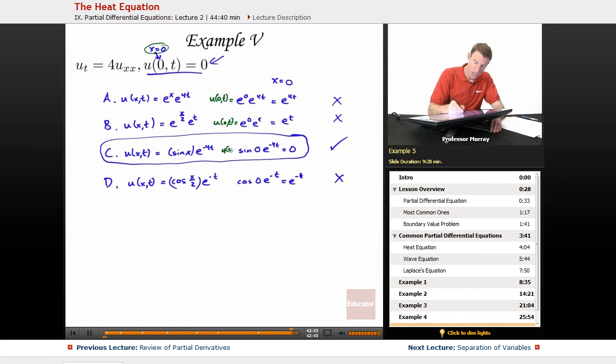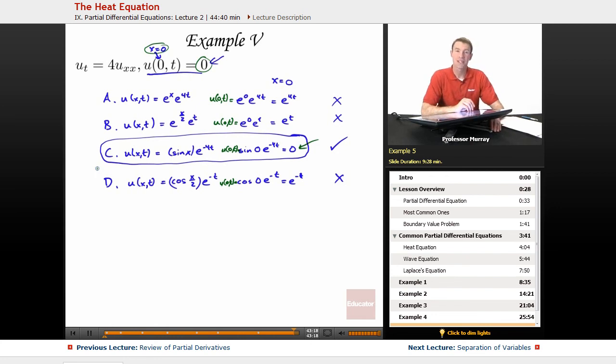u of 0,t, u of 0,t. My u's are starting to look like y's. Let me clean up those u's there. There. And for one of those, the function simplified down to be equal to 0, which is what we were looking for. And so we're going to say that that one is the actual solution to both the differential equation and to the boundary condition u of 0,t is equal to 0.